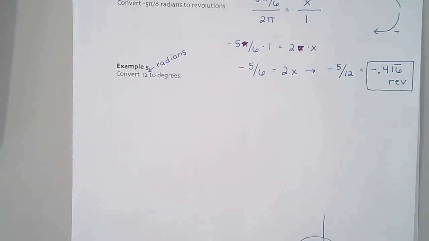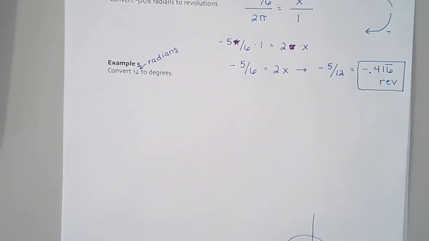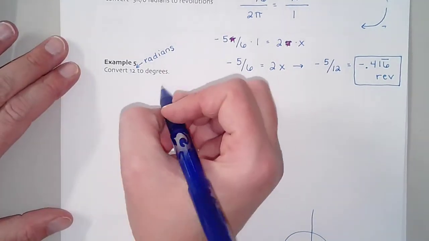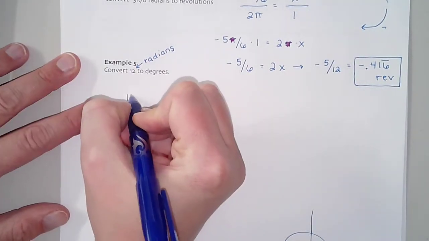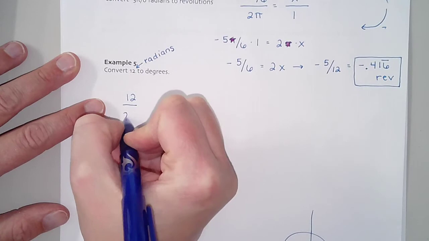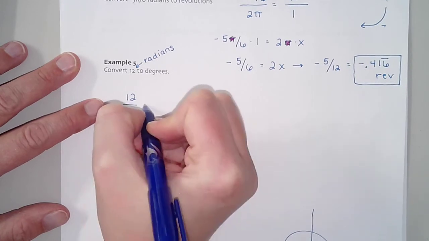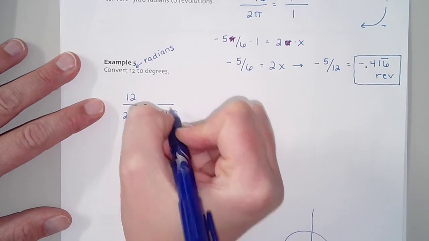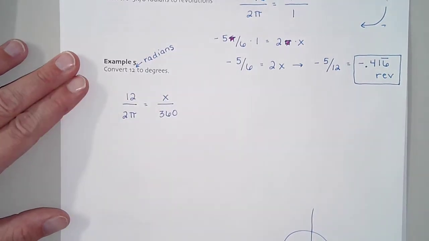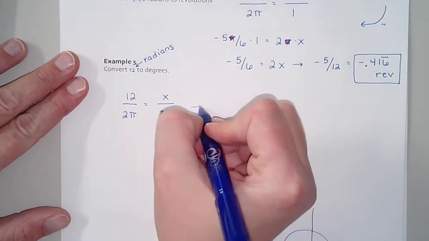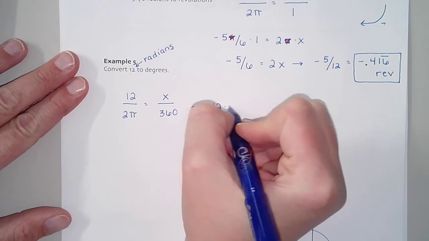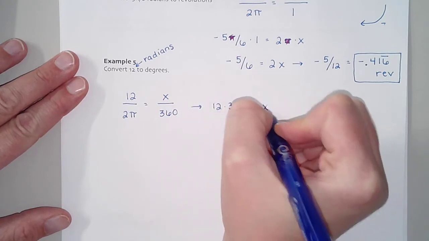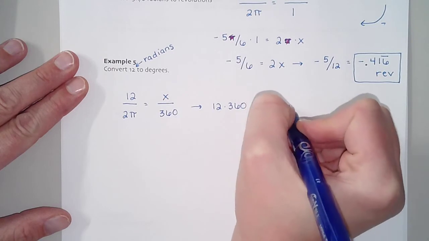Okay, so let's do the actual conversion because you can do the conversion without understanding any of that stuff here. If we know this is in the land of the radians, I'm going to set it as being over 2 pi. And then I want to convert to degrees, so I'm going to set this up out of 360. Okay? So cross multiply just like before. 12 times 360 equals x times 2 pi.